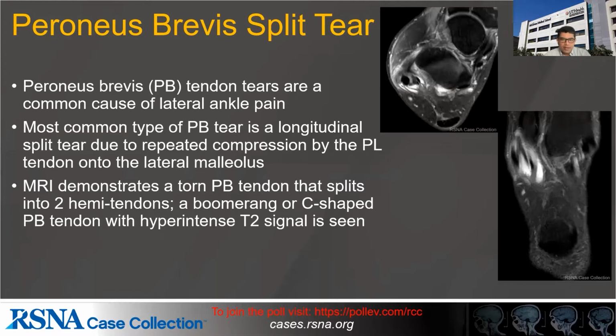You end up with two hemitendons, and that gives you this sign, which is called the boomerang sign, or a C-shaped sign, which is where you get this little hyperdensity in between, coming along between the two tendons. So that's the diagnosis. So it's peroneus brevis tendon.